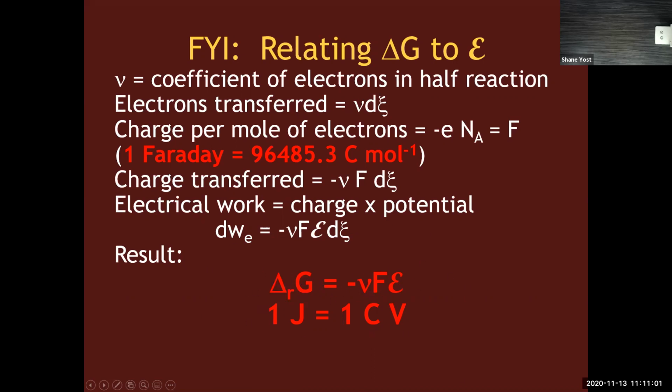And all the units work out here because this is in volts, Faraday's constant is coulombs per mole, and 1 coulomb volt is equal to 1 joule. So the units of all this work out fine. Any questions about this, about where it comes from? How you get this relationship?